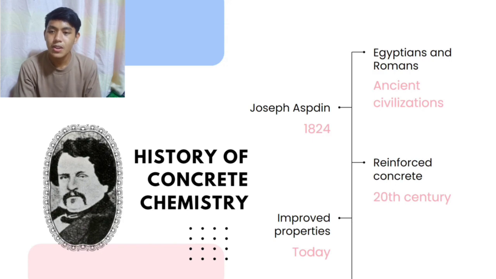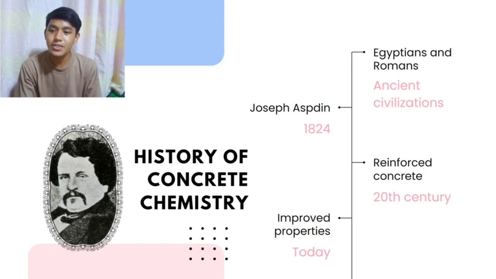In 1824, Joseph Aspdin, a British bricklayer, patented a process for making hydraulic cement by burning limestone and clay together at high temperature. He named this new material Portland cement because of its resemblance to a type of limestone found on the Isle of Portland in England. This discovery marked the beginning of modern concrete chemistry, as Portland cement became the primary binding material used in concrete.